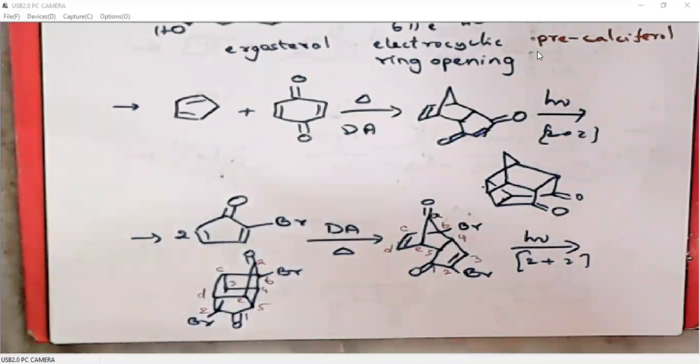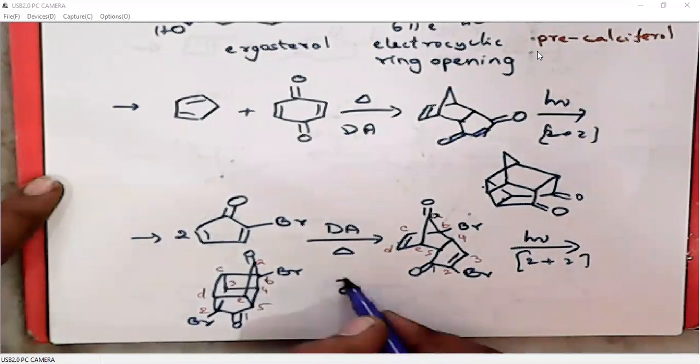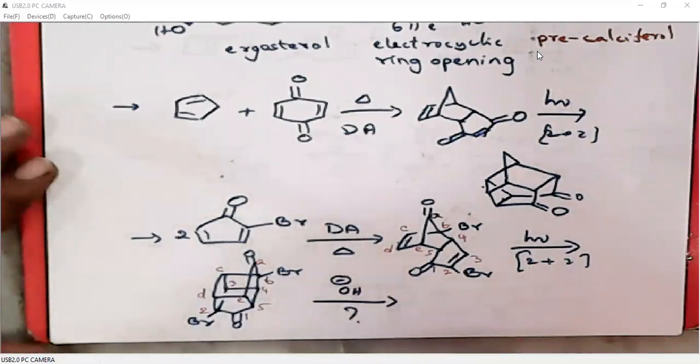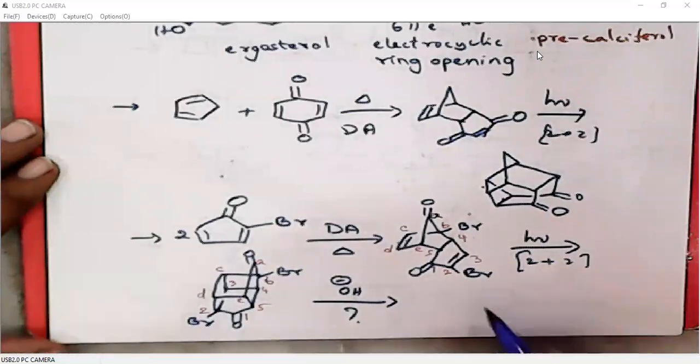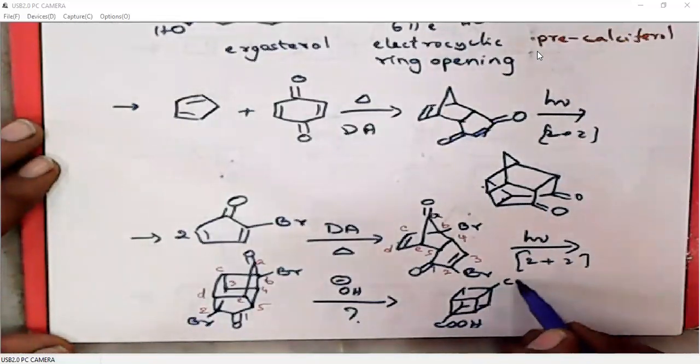Yeah, there is a continuation for this when it is treated under basic conditions. What is the name of this reaction? So an anion generates here, which will undergo a nucleophilic substitution on bromine, and then the 3-membered ring will break to give a carboxylic acid. What is the name of this reaction?